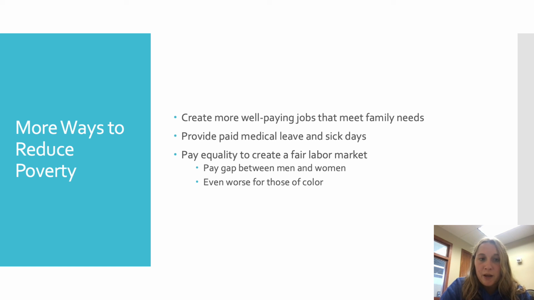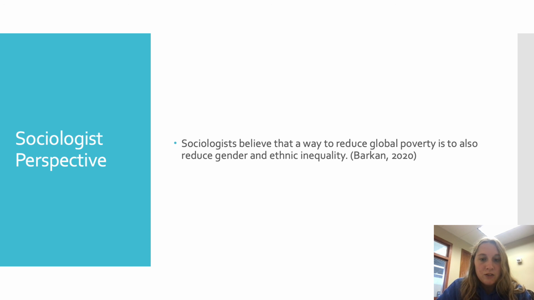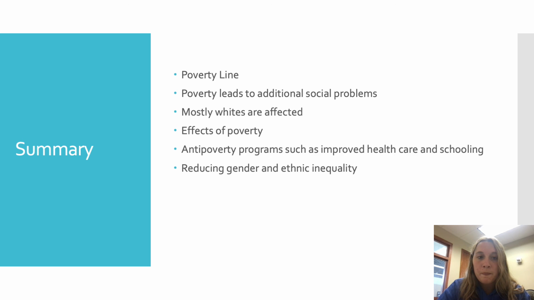And lastly, there needs to be better pay equality in the labor market. I know that there's a gap between men and women. Men usually get paid more than women, and it's even worse for those of color. I think men and women should be paid equal, and that color shouldn't even be a factor in how much you get paid. From a sociologist perspective, sociologists believe that a way to reduce global poverty is to also reduce gender and ethnic inequality, which, like I said, men and women don't get paid the same. Men are more likely to have better opportunities than women.